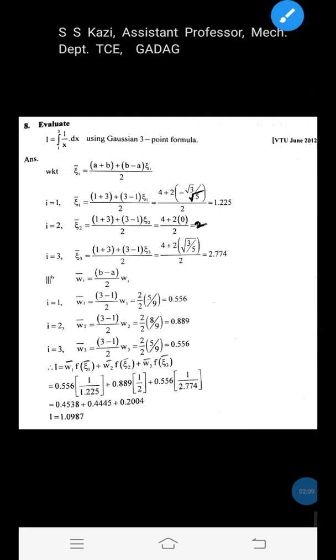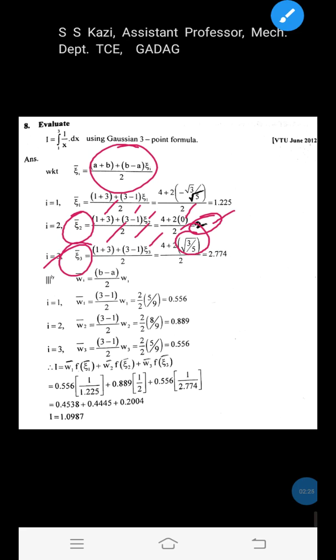After that, likewise you find zeta 2 bar by using this formula. Just substitute b and a, and substitute zeta 2 as 0, and we will get the value 2. Zeta 3 bar, you substitute b and a, and for the zeta 3 value you substitute root 3 by 5, we will get zeta 3 bar as 2.774.